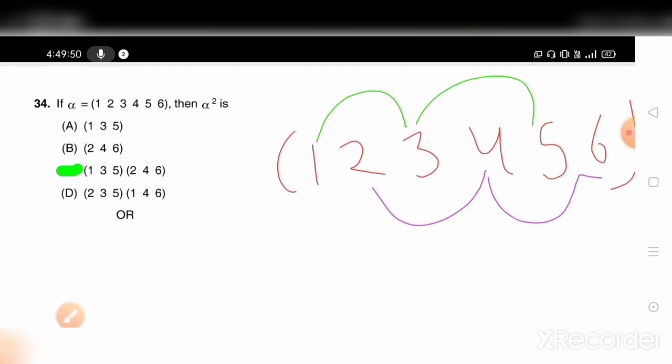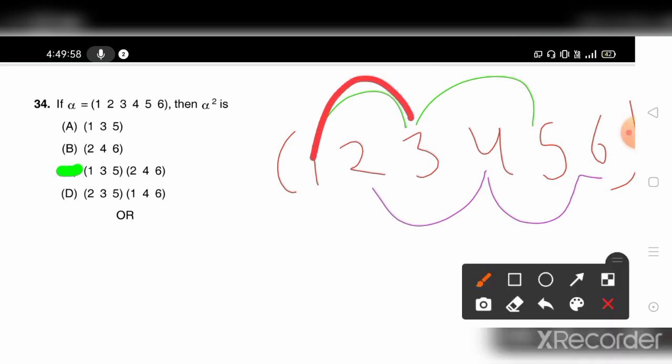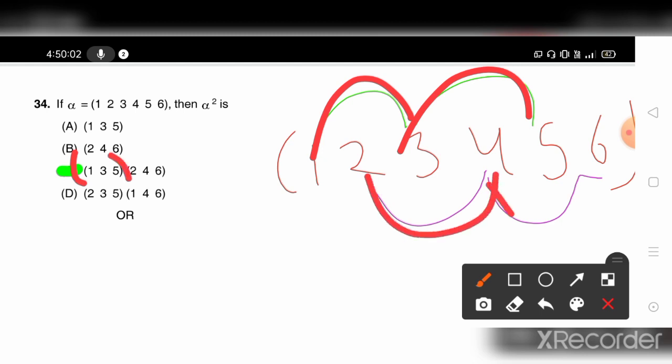Next question. If alpha equals 1, 2, 3, 4, 5, 6, and then find alpha squared, that is alpha squared: 1, 3, 5 goes here, and 2, 4, 6 goes here. Option C is correct.